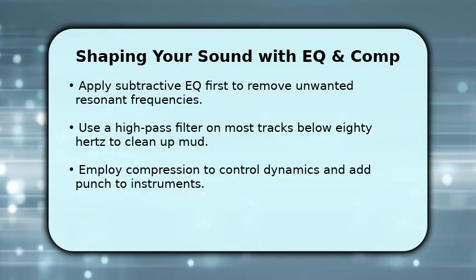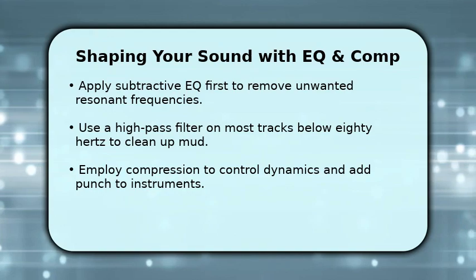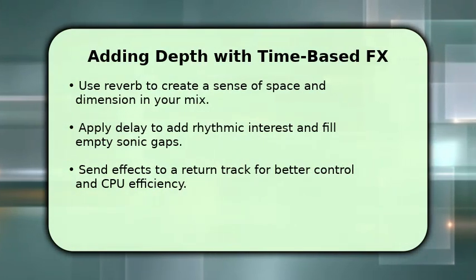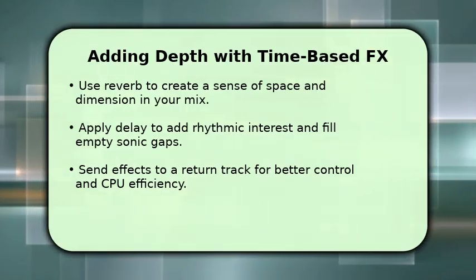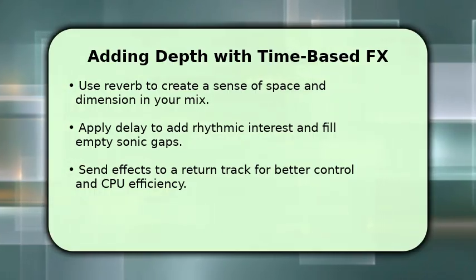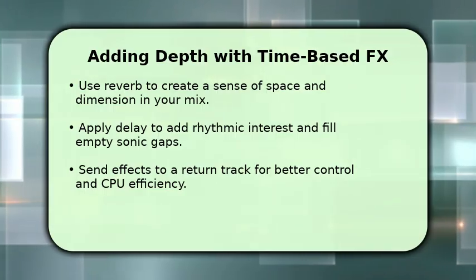A good starting point for gain reduction is usually between 2 and 4 decibels, helping your sounds sit well in the mix. Next, we'll add depth and dimension using time-based effects like reverb and delay. Reverb helps place instruments in a shared acoustic space, giving your mix a cohesive feel. Delay can add rhythmic complexity and fill out the soundscape without clutter.